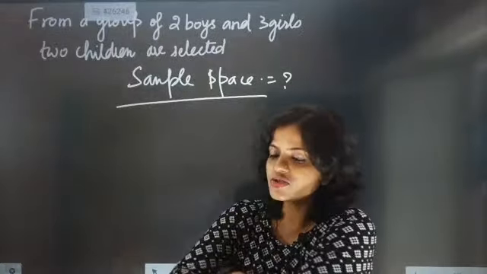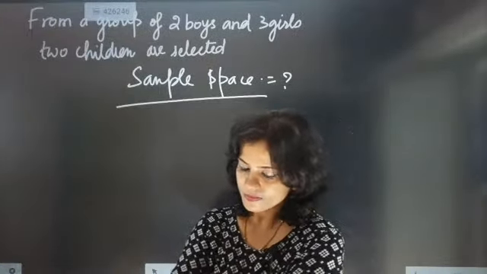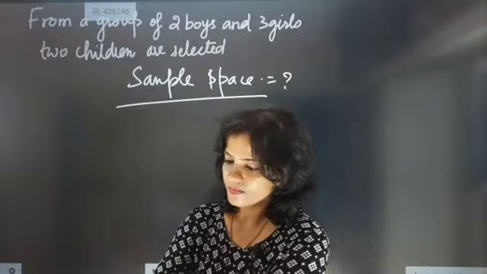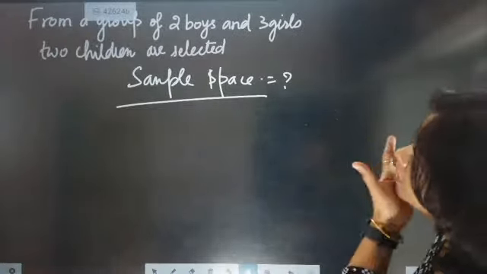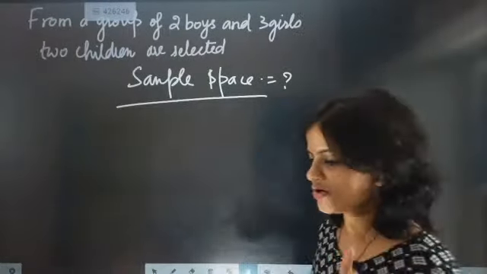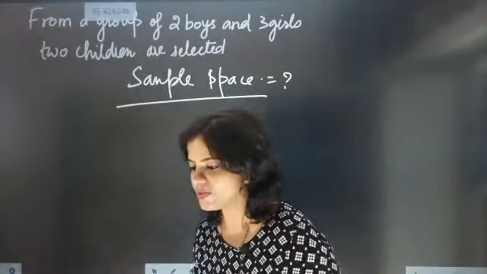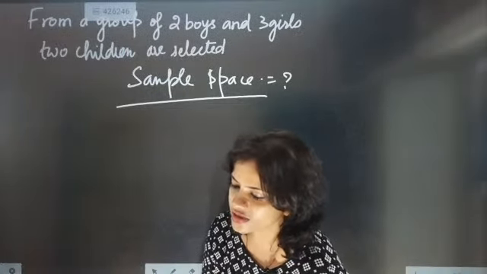I hope you might have understood this point. Now let's see, what is the question? A group of 2 boys and 3 girls are there, and every time you have to select 2 children. So B1 G1, B1 G2, B1 G3, three girls are there.